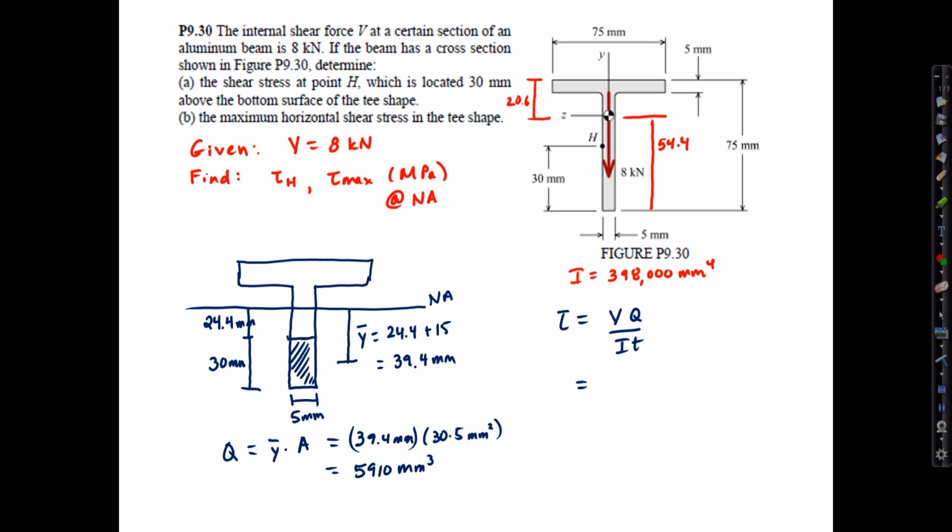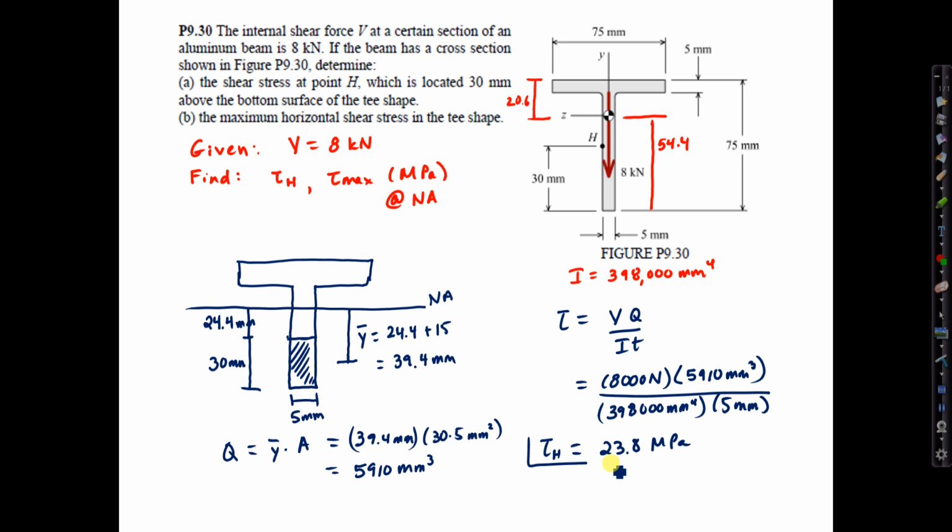Now we have everything we need to calculate tau at point H. V of 8 kilonewtons or 8,000 newtons. Remember, for stress in megapascals, my working units are newtons and millimeters. Q, 5910 millimeters cubed. I, 398,000 millimeters to the fourth. And t, the thickness of the section where we want to evaluate the shear, is 5 millimeters. And that computes to 23.8 megapascals. This is my tau at point H.